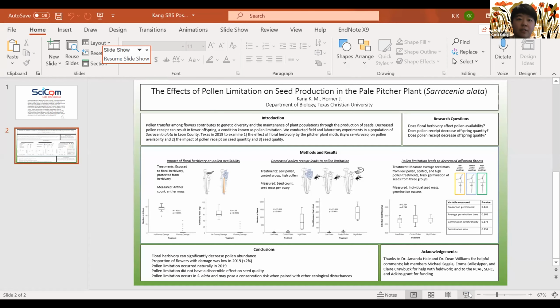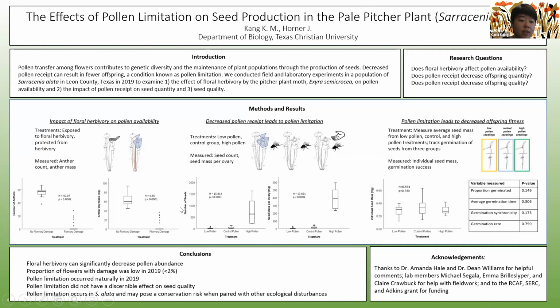For our first research question, looking at damaged versus undamaged flowers, we had 26 flowers in our damaged group and 30 in our undamaged group. And again, that's just because there's such a low proportion of flowers that had been damaged that year. It was actually kind of hard to find them.